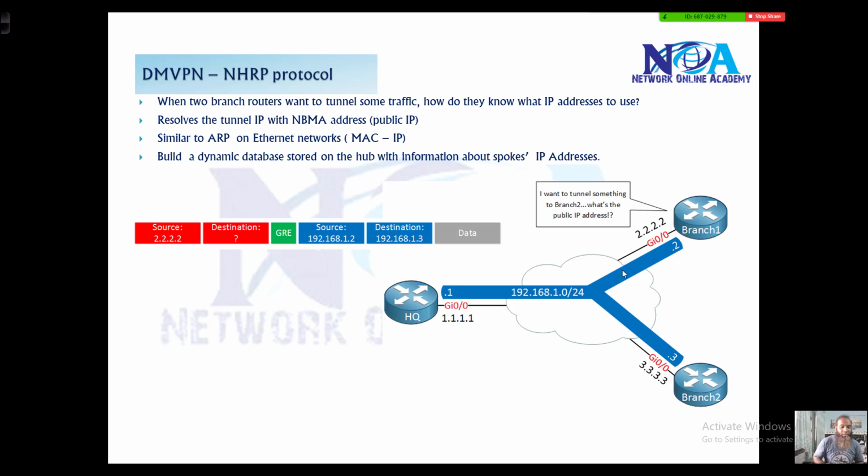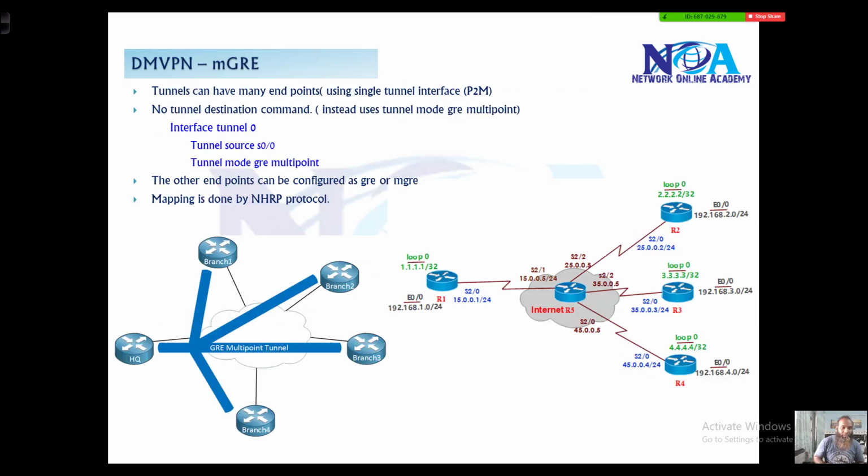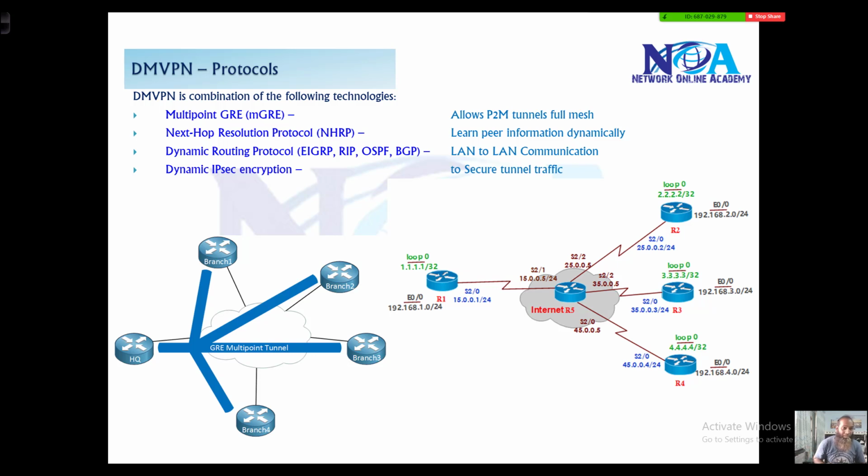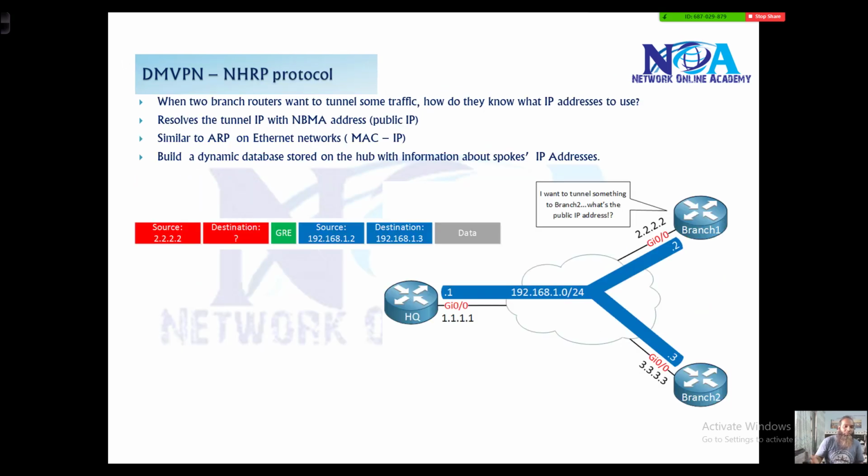So the next thing we'll try to understand is the NHRP protocol. Now, as I said already, one of the protocols is multipoint GRE, which allows point to multipoint connections. Previously, the NHRP protocol is responsible for dynamically discovering the neighbors. So this is more like the ARP protocol. Basically, it uses some messages.